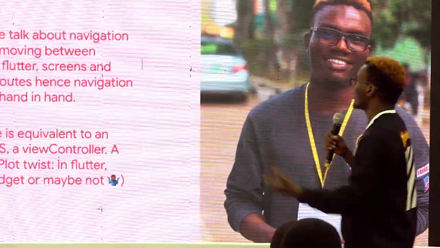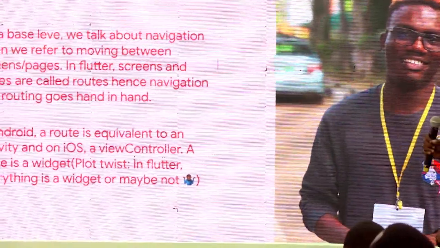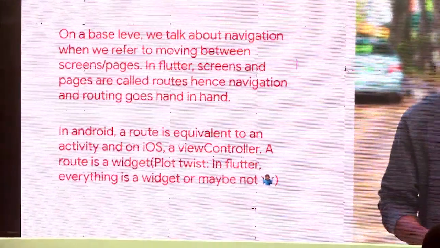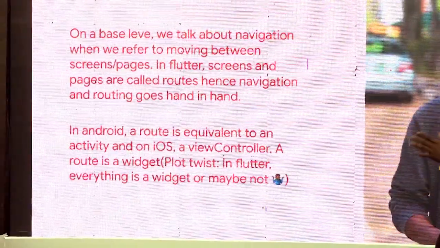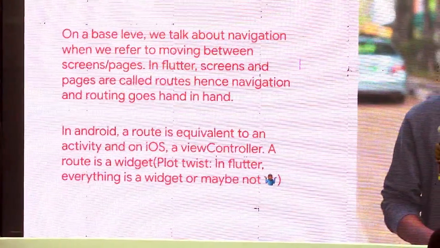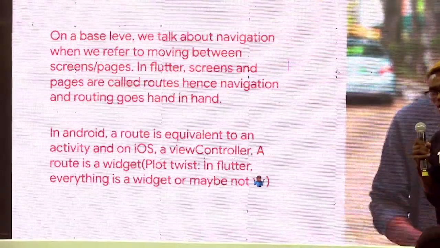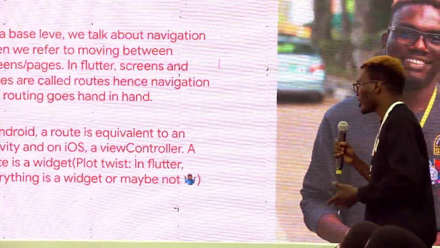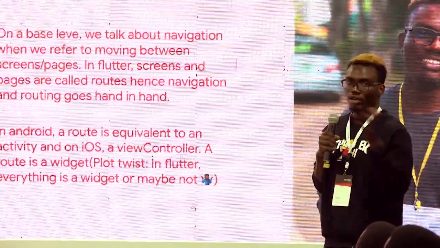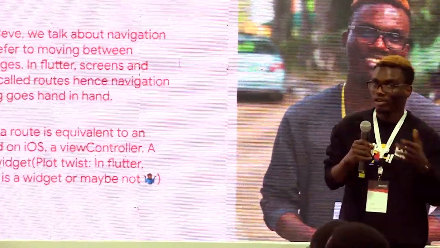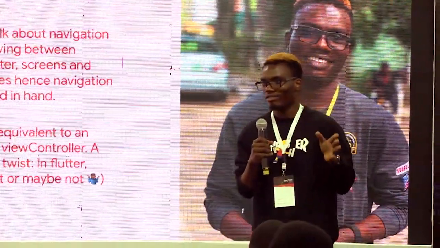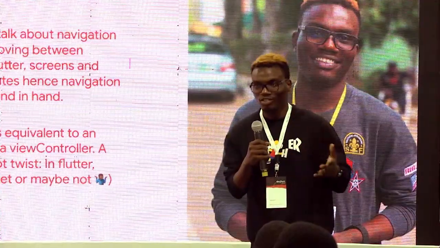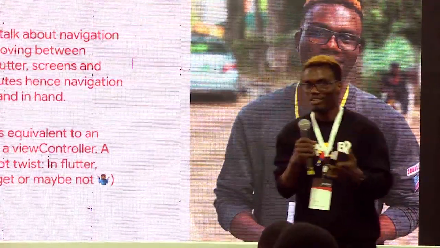So on a base level, we talk about navigation when we refer to moving between screens and pages. In Flutter, we call them routes. Screens and pages are called routes. So navigation and routing go hand in hand. In Android, a route is basically like an activity. That's the equivalent. But on iOS, it's a view controller. The point is that your routes are widgets. Your routes, your screen, your page, they are widgets. In fact, everything in Flutter is a widget. Even your navigator itself, under the hood, is just one widget controlling the whole navigation page.